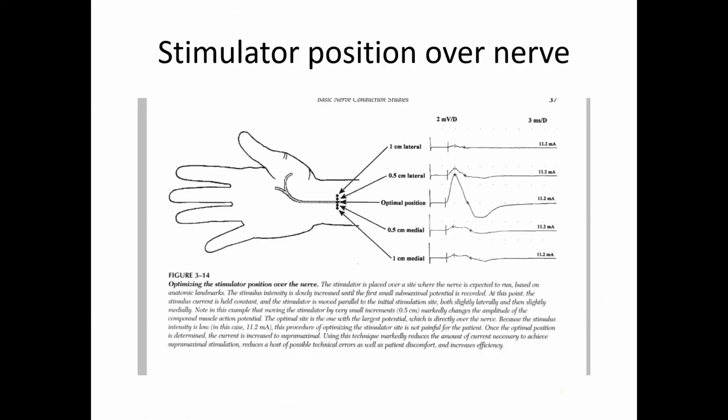This is how we do the nerve conduction study. You put the electrodes; this is not inching, this is different. From the optimal position, you go 0.5 centimeter medially and laterally, 1 centimeter medially and laterally, and try to see where you get the maximum amplitude. Then you go for the supramaximal stimulation. You can start with 10 or 11 milliamperes, find wherever you get the maximum amplitude, and from that site start increasing the current.